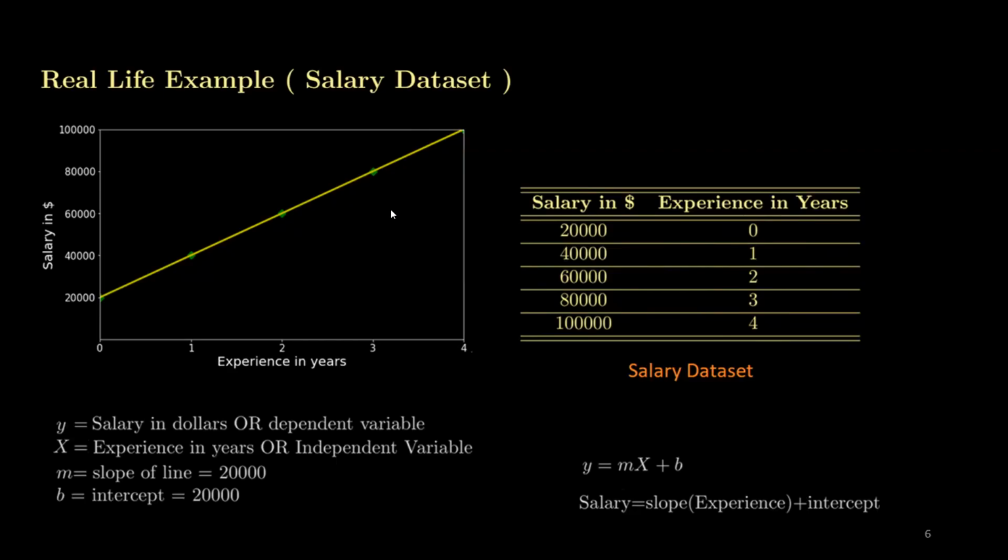How has it learned the relationship? Basically, it has learned that when the experience is 0, salary is 20,000, and when the experience is 4 years, the salary is 100,000, and it also has learned all the values between them. So by drawing a straight line on the data points, it means you have trained a model and it has learned a linear relationship between the independent variable and dependent variable. Now, this straight line is also known as our linear model.